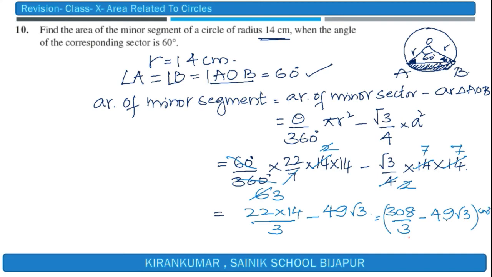If you want further calculation, we require root 3 value, it's 1.72. So you can substitute 1.72 times 49, and this has to be 308 upon 3, and roughly we get the answer as 17.796 centimeter square. In the examination, if you don't get more time, you can keep the answer in this simplified format. You will get the answer marks for that.